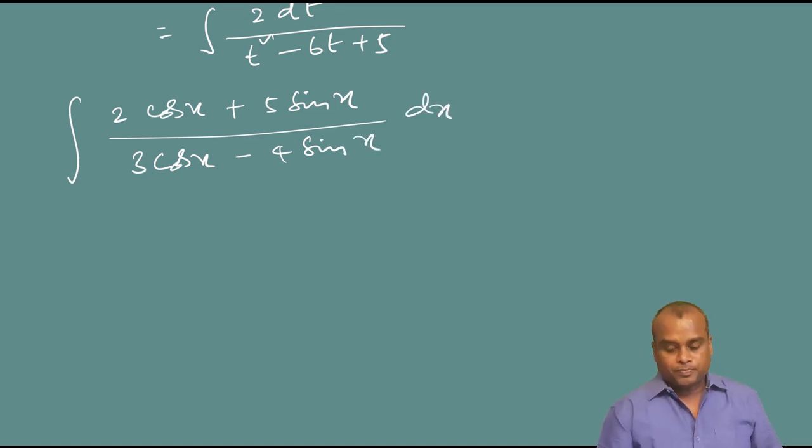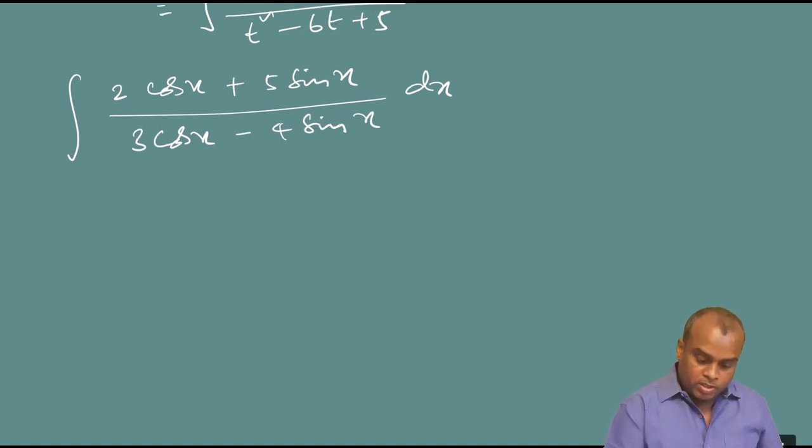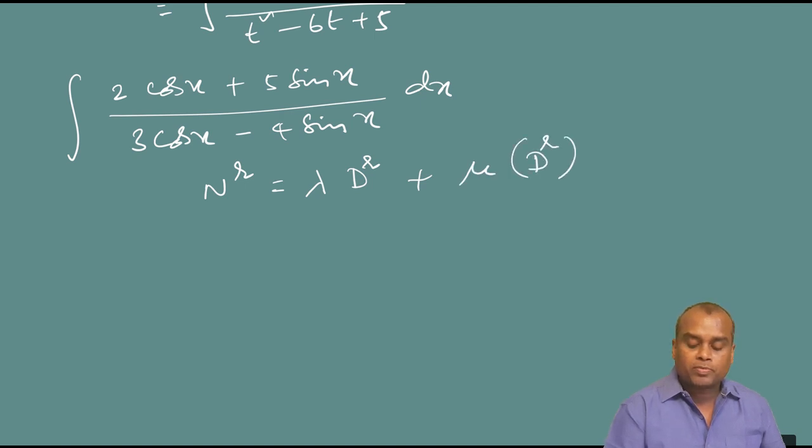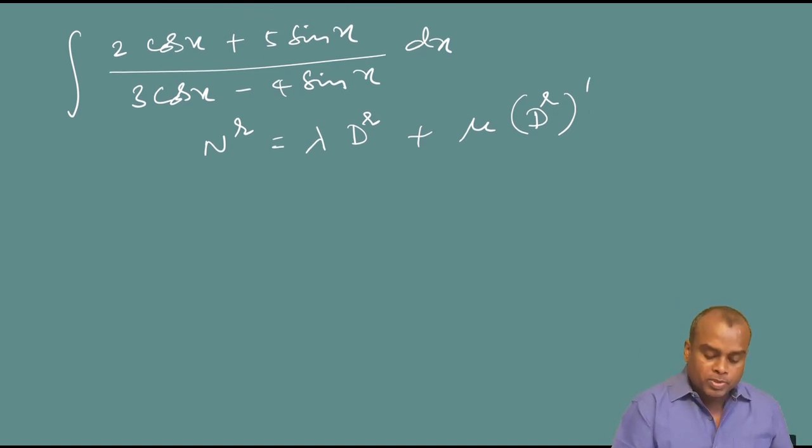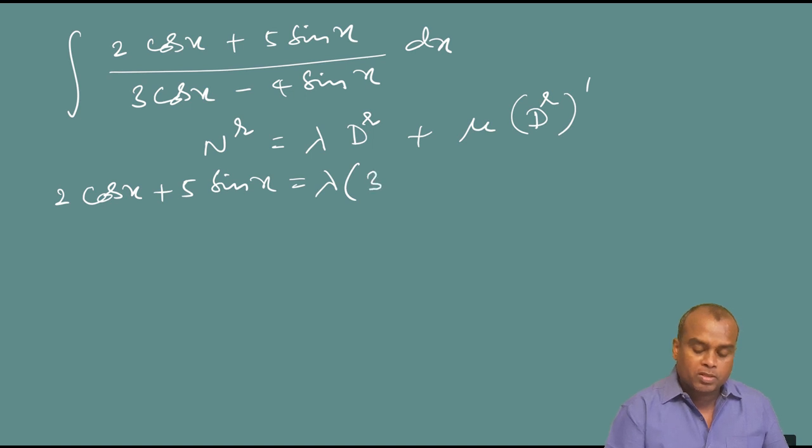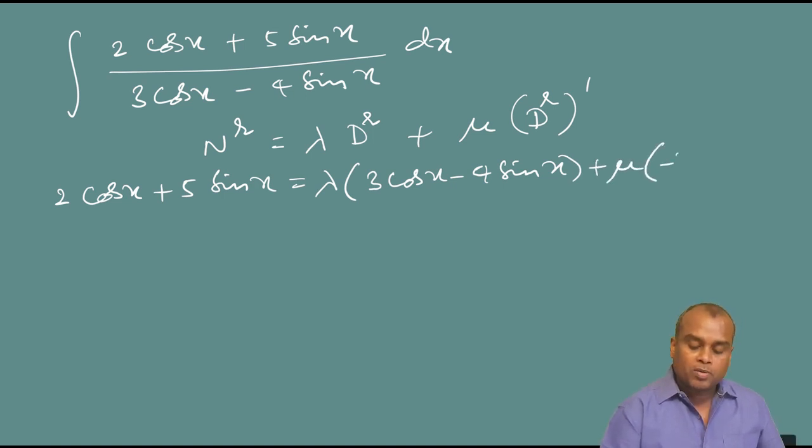Now how to evaluate it? Now to evaluate this one, this is the method we follow. We write the numerator as some constant into denominator plus some constant into derivative of the denominator. That is how we are going to write the numerator. Let's see that. Observe that numerator is 2 cos x plus 5 sin x. And the denominator, lambda times denominator, which is 3 cos x minus 4 sin x, plus mu into the derivative of the denominator, minus 3 sin x minus 4 cos x.